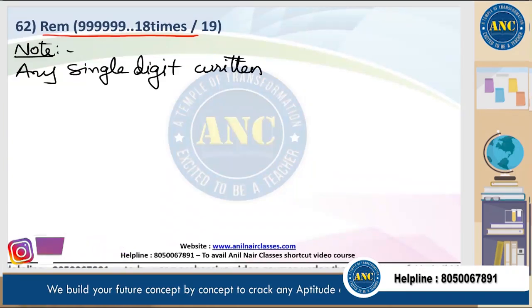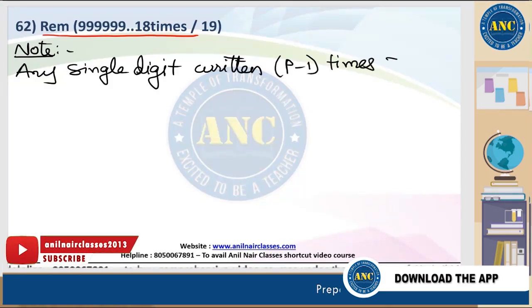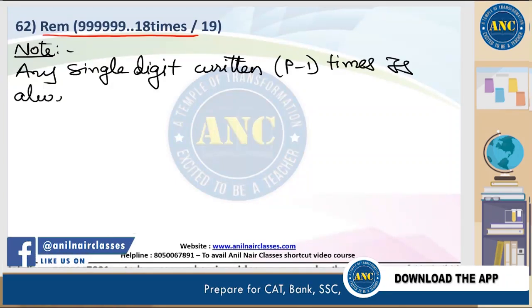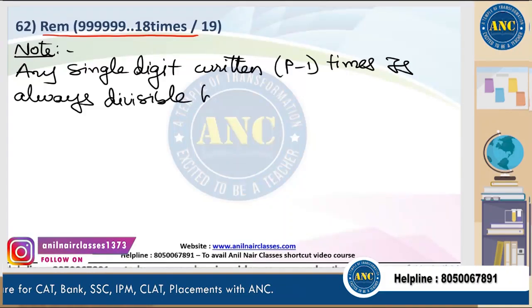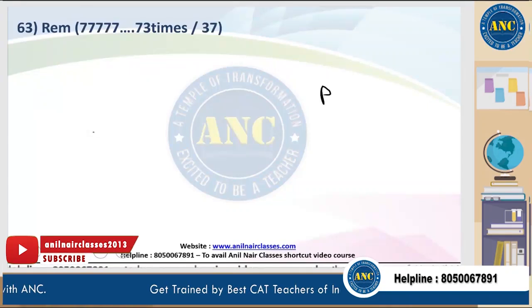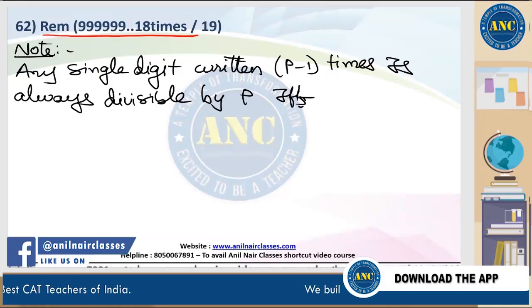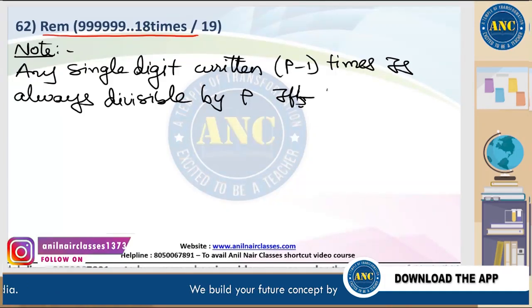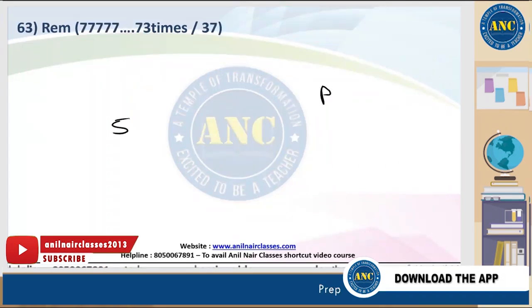Please write down this concept. Any single digit written p minus 1 times is always divisible by p if p is prime, p not equivalent to 2, 3, 5.